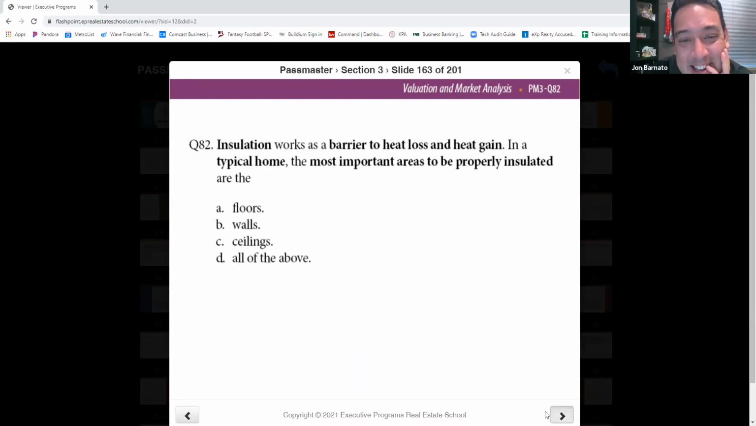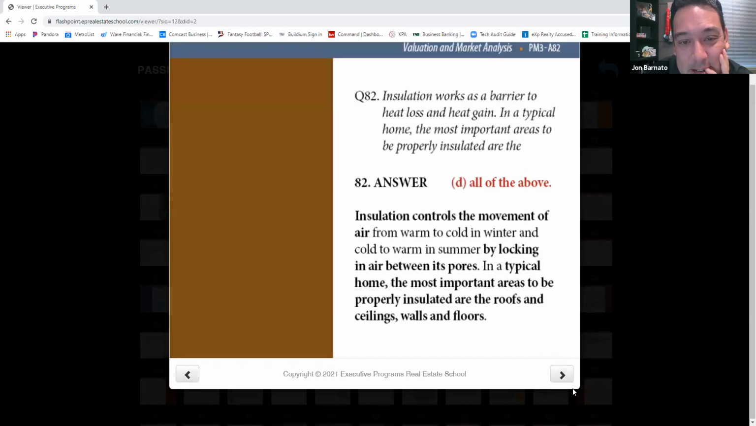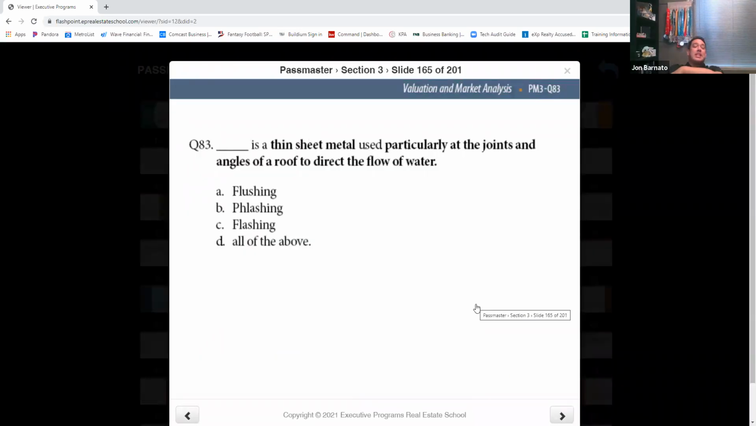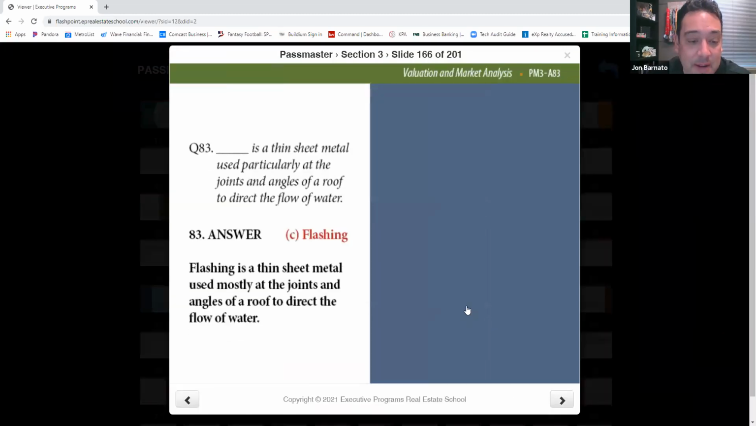D. Yes, all the above. Correct. Blank is a thin sheet of metal used particularly at the joints and angles of the roof to direct the flow of water. These are very important. Oh, flashing. D. Flashing. Yes, flashing. Very important.